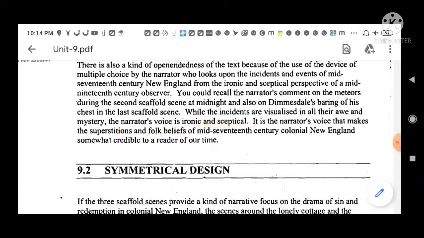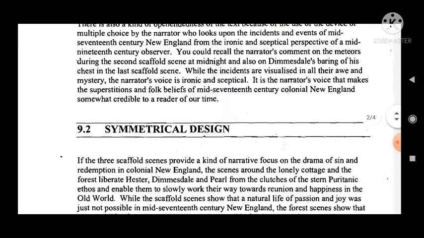It is the narrator's voice that makes the superstitions and folk beliefs of mid-17th century colonial New England somewhat credible to a reader of our time. What do you mean by superstition? Superstitions means some black magic or any other evil things that people believed in that time.